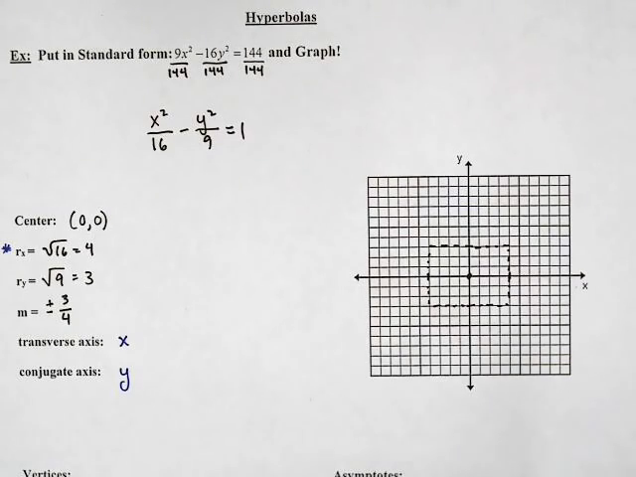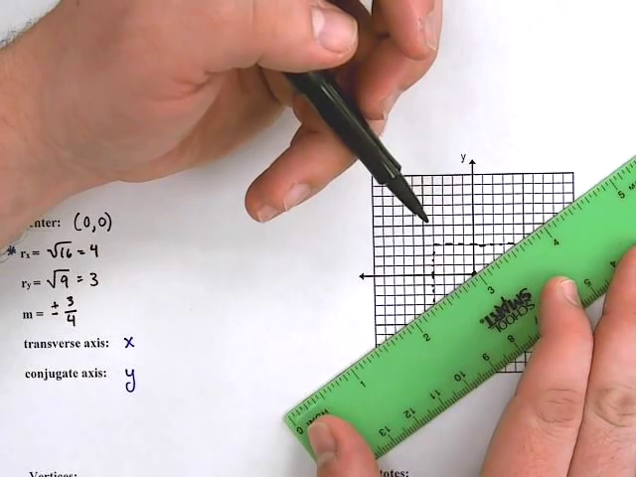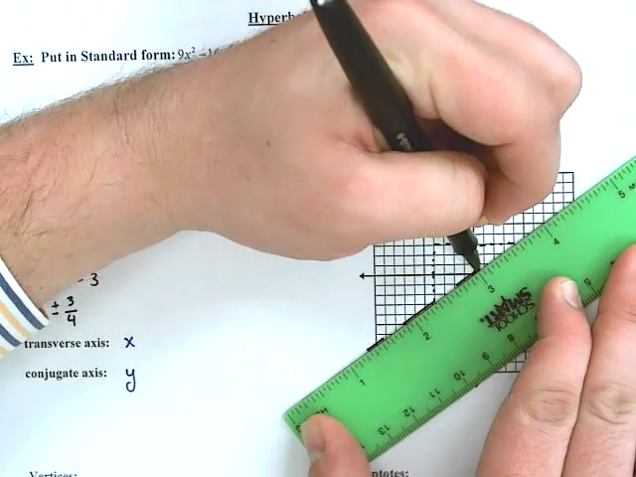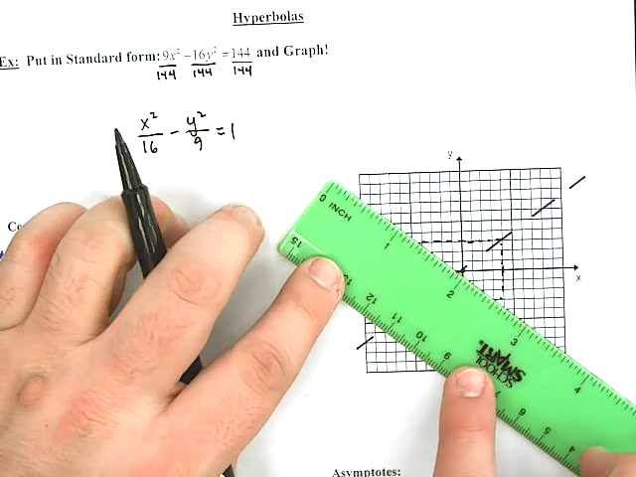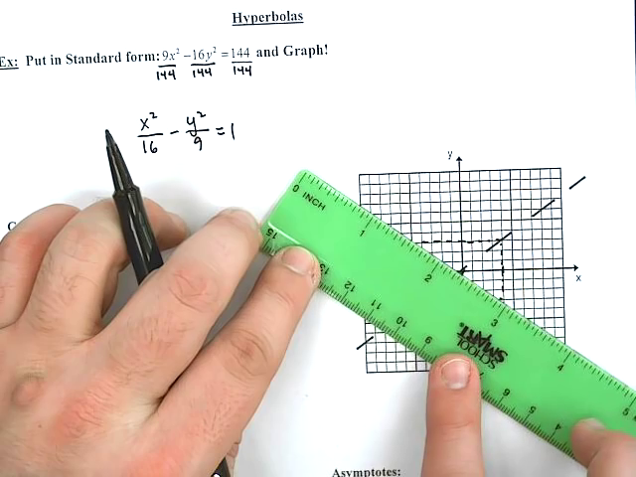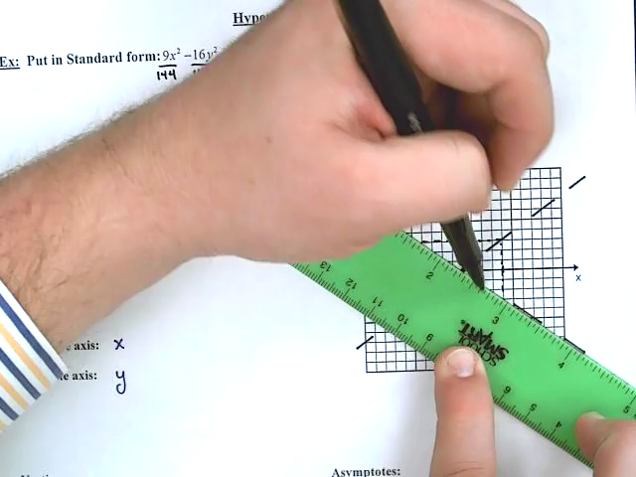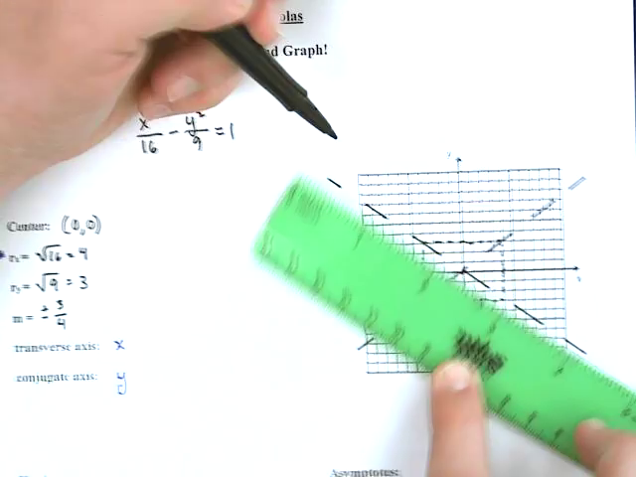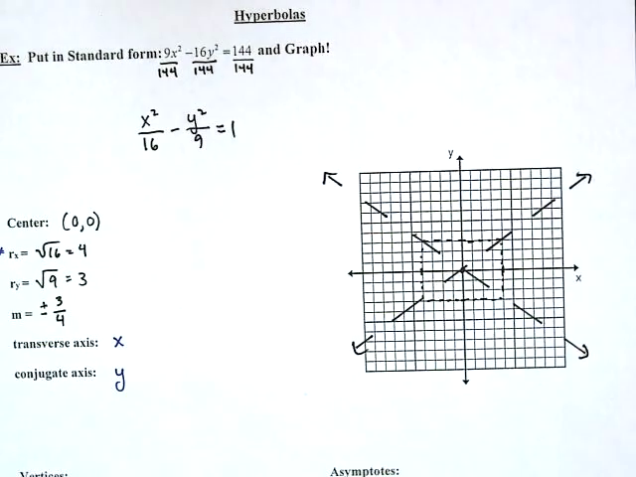Now I can draw in my asymptotes, because my asymptotes just go through the opposite corners. So I could do something like this. And another one. Am I doing this right? Yeah. All right, so those are my asymptotes, and then the big finish.